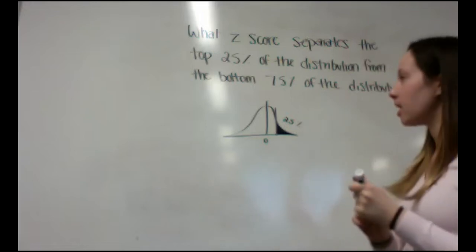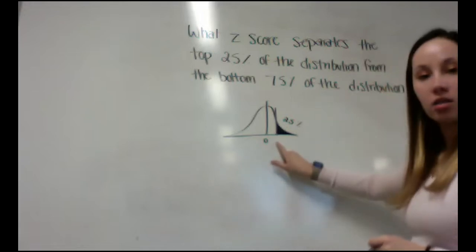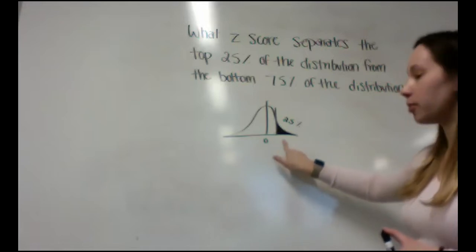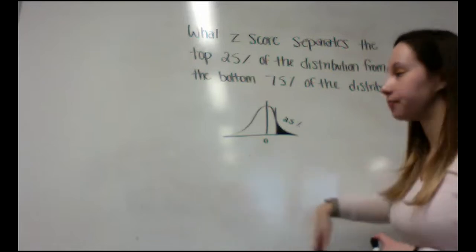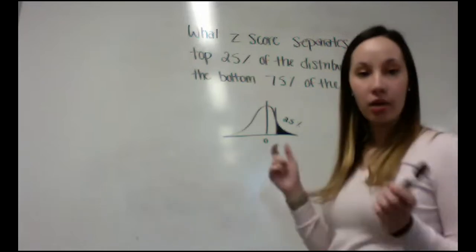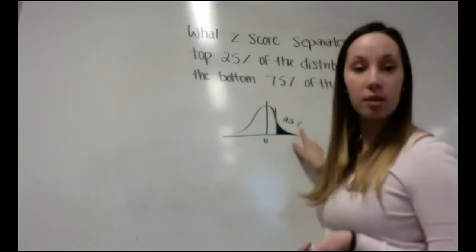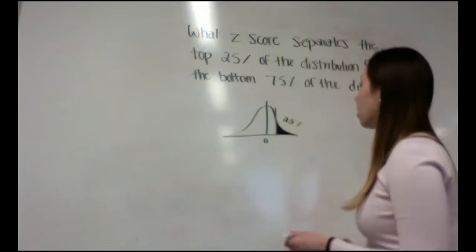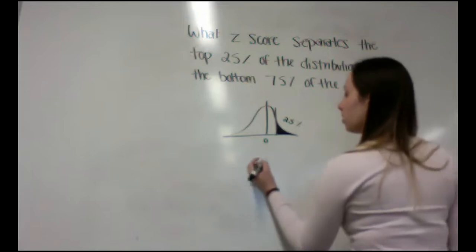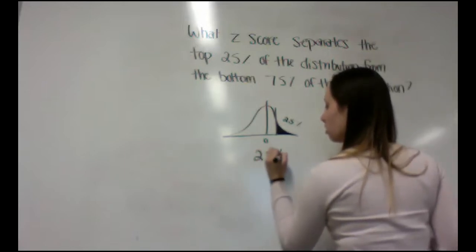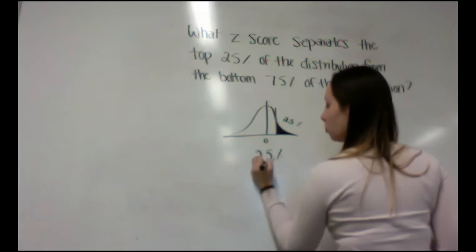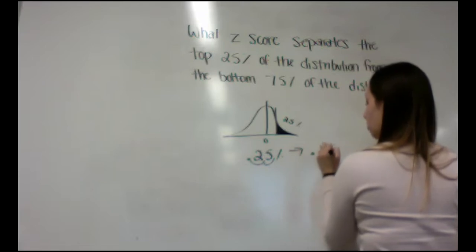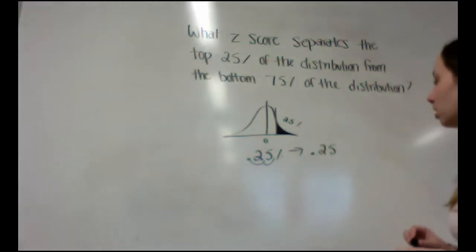Okay, so this problem is asking us what z-score is associated, so what score do we need to put here that divides the top 25% of the distribution from the rest? So the way that we do that is we are going to first convert this percentage to a decimal, because that's what our z-table works with. So we're going to go 25%, and so now we're looking for 0.25 in our z-table.